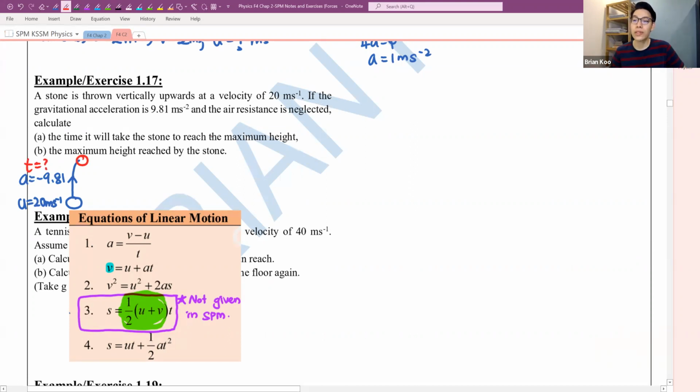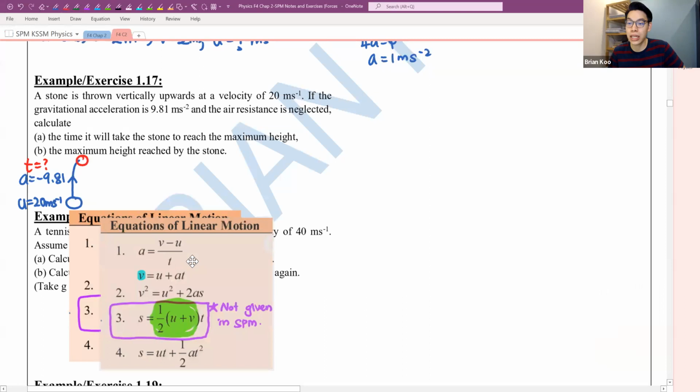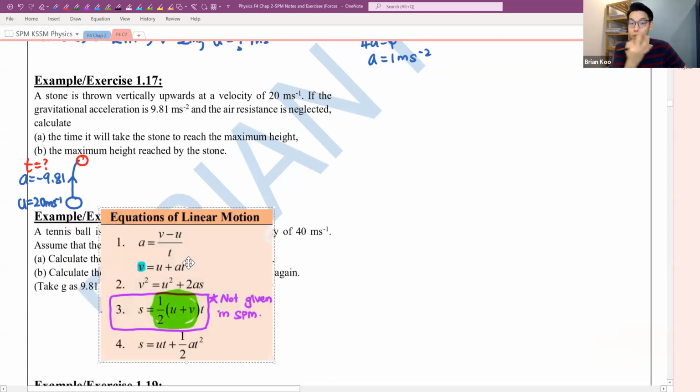All right, I cannot use this equation of linear motion because I only have three things involved here. I need that fourth thing, right? So I either want to know what is my S or what is my V. Okay, S or V. I don't know what is S. I know what is V though. You must remember that at the highest point, the V will always be 0.